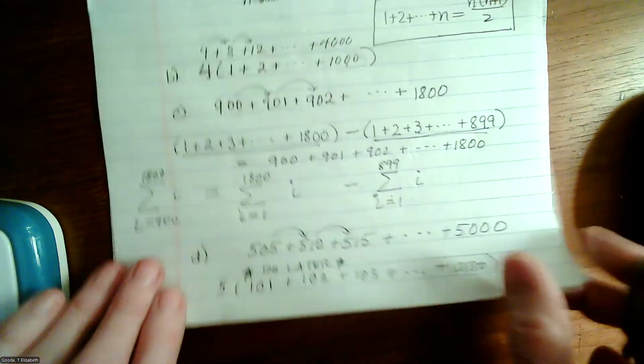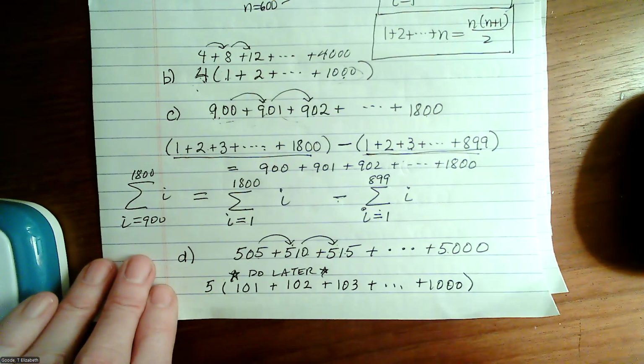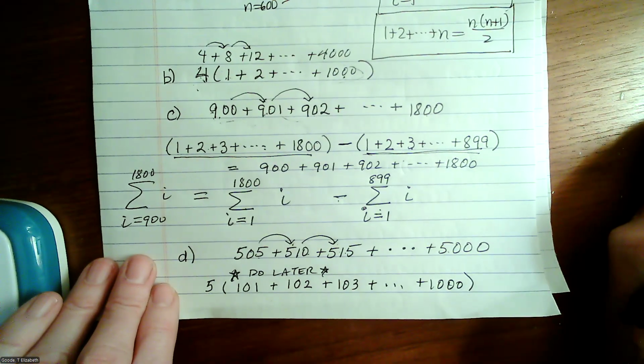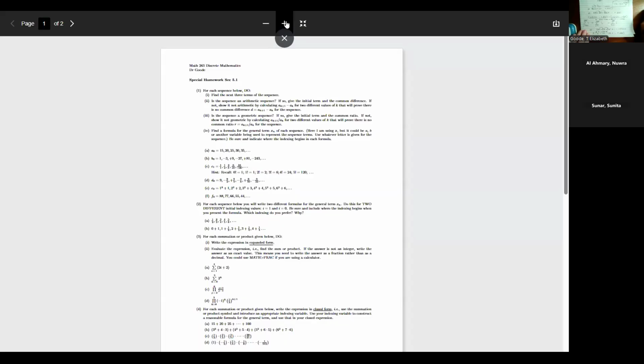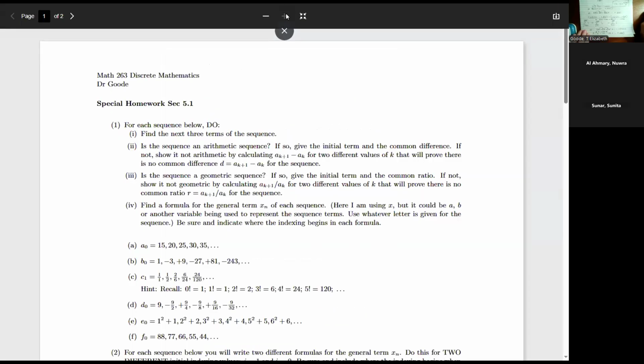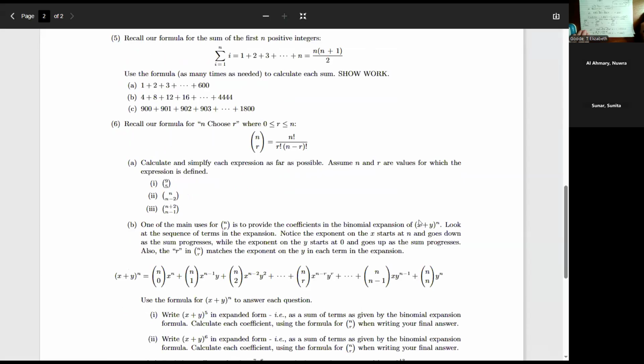Were there other, did you look at some of the other ones there? No. Have you practiced with N choose R? Here's our formula. No, I haven't practiced. I just came over only the question number 5. That's it. Okay.